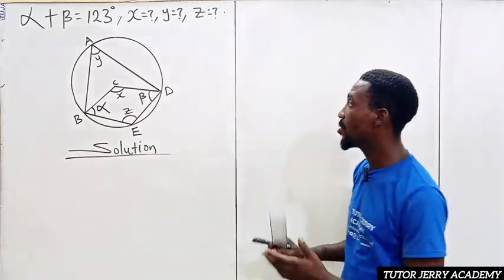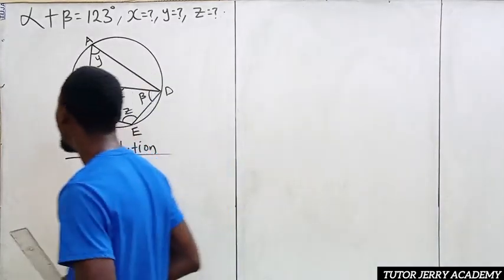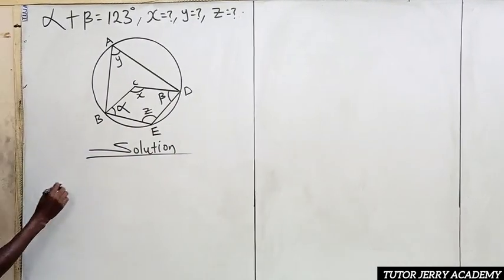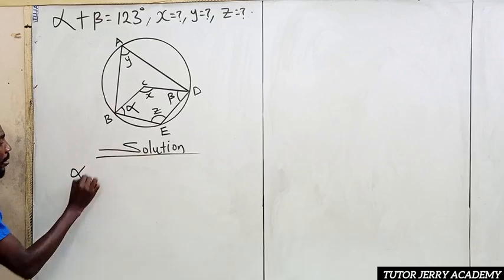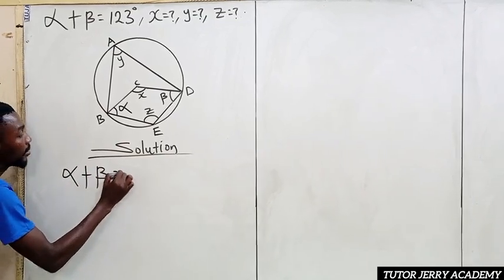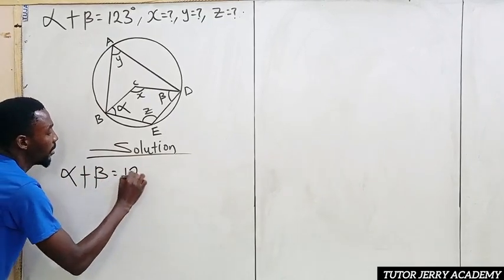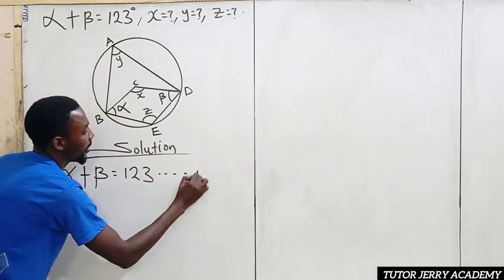All right. So for us to start this, we are going to be starting with the given parameters. So we are given that alpha plus beta is equal to 123. So let's call this one our equation number 1.